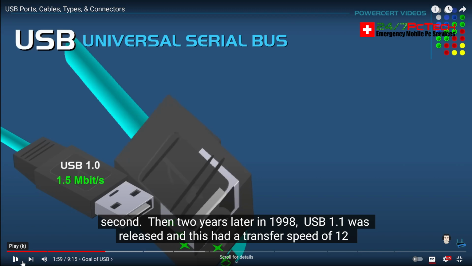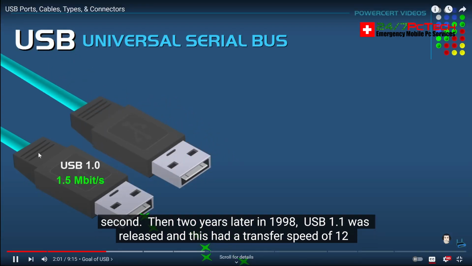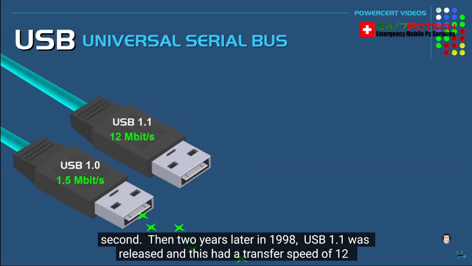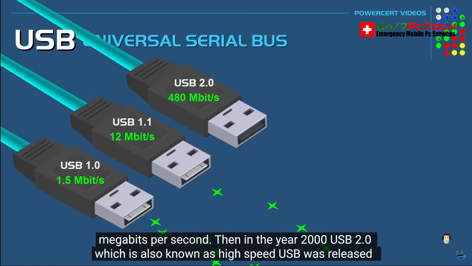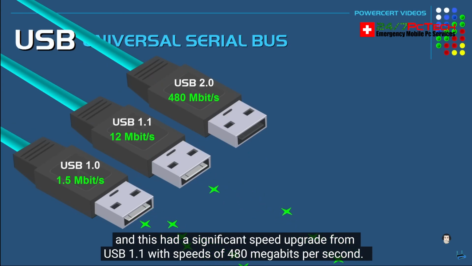Okay. So in 1998, USB 1.1 was released, and this had a transfer speed of 12 megabits per second, 10 times faster. Then in the year 2000, USB 2.0, which is also known as high-speed USB, was released. This was a significant speed upgrade from USB 1.1, with speeds of 480 megabits per second, 40 times faster.